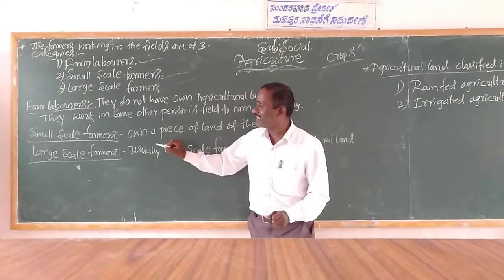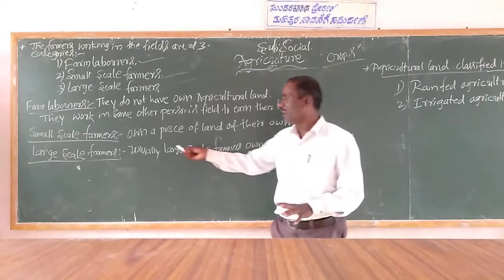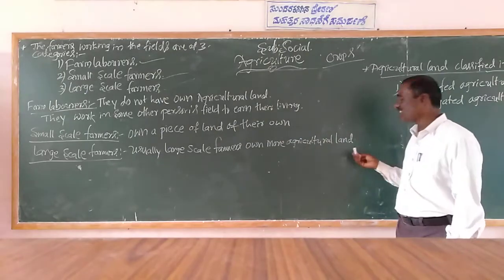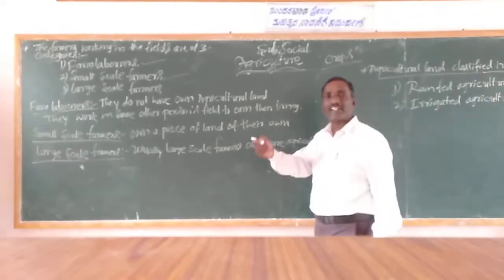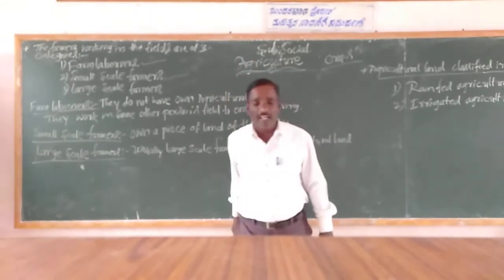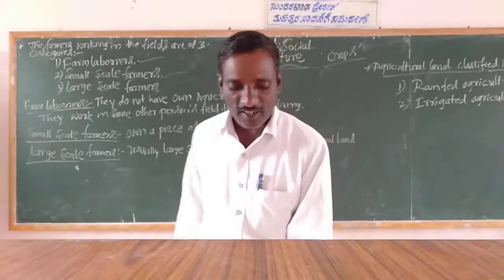The other one is large scale farmers. Large scale farmers usually own more agricultural land: 5 acres, 6 acres, 10 acres, or more. These are called large scale farmers.